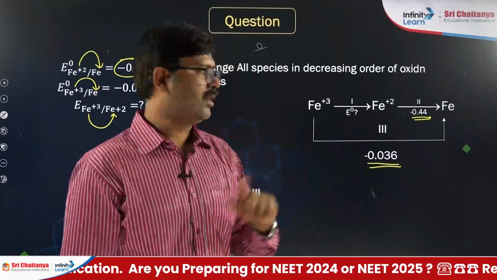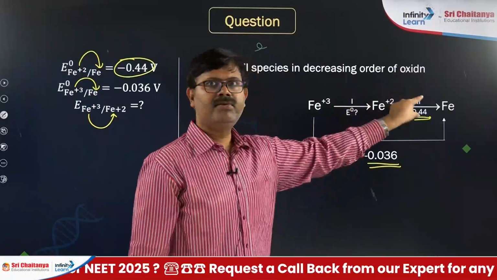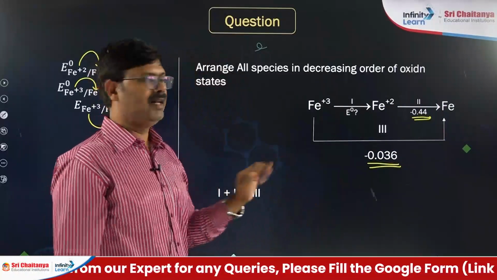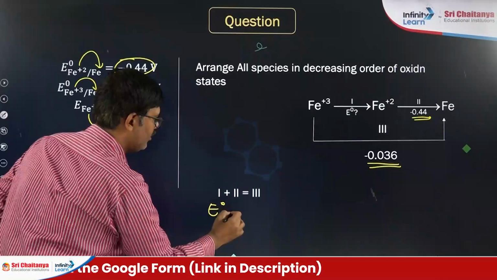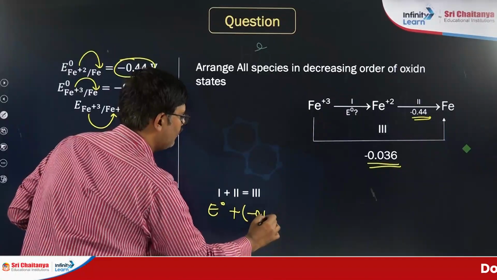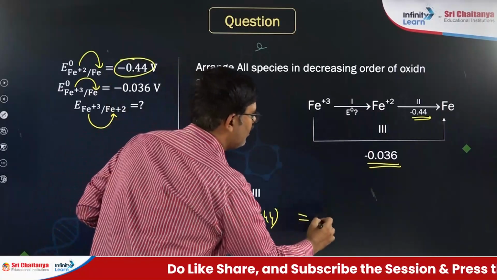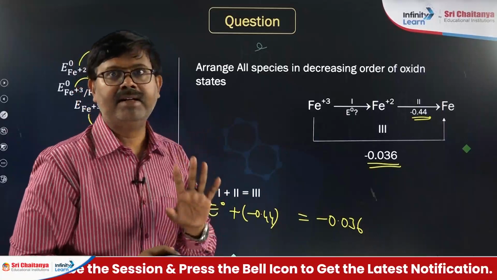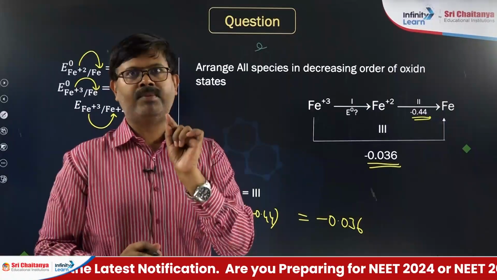Then follow this method. Now see, if you see this path plus this path, 1 plus 2 is equal to 3, clearly. So in the first path, E naught, let's call it, we need to calculate that. Second path, E naught is minus 0.44. Third path, E naught is minus 0.036. First you write like this, but that is not the end. You should do one more step to get to the answer.